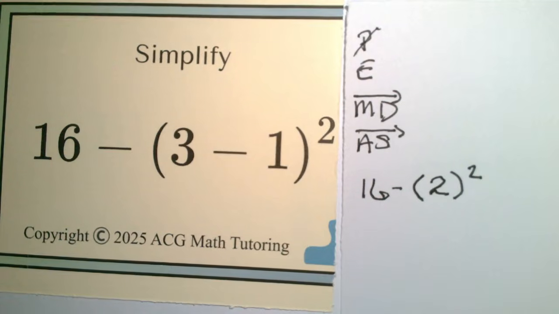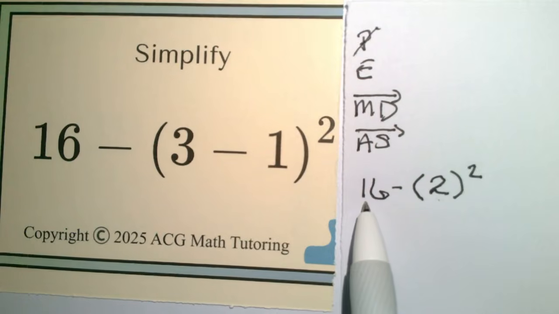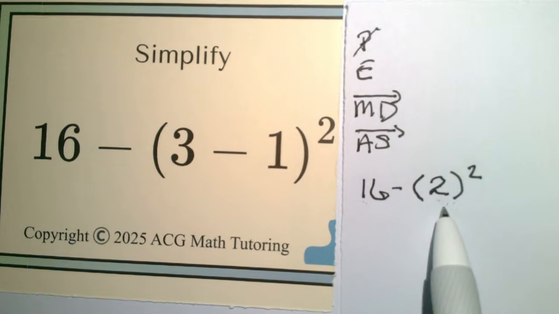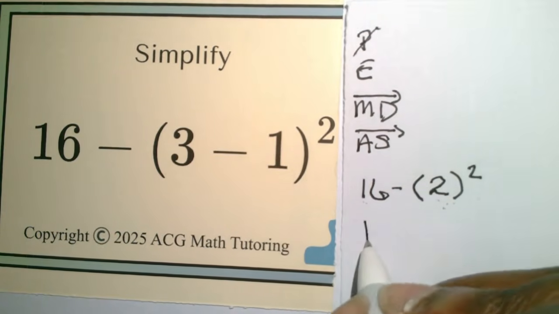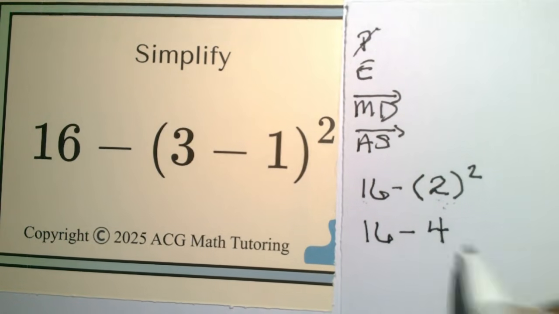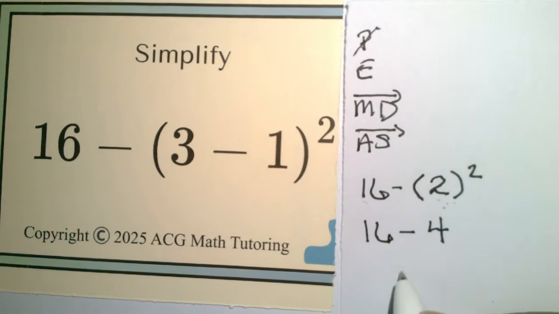Boom, that's done. Now we got our exponent. So our exponent, what are we raising to the 2nd power, is the 2. So I know it's going to be tempting to do 16 minus 2, but we need to take care of the exponent first. So we have our 16 minus our 4. Okay, so 2 squared, 2 times 2. Now 16 minus 4, that will give me my 12.